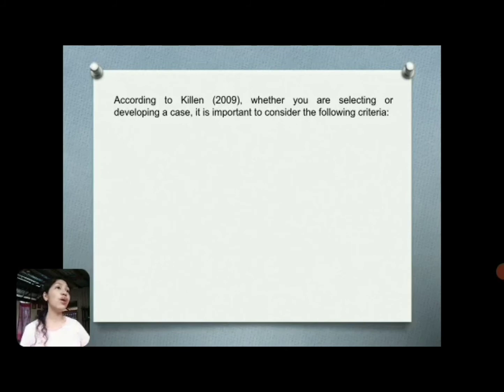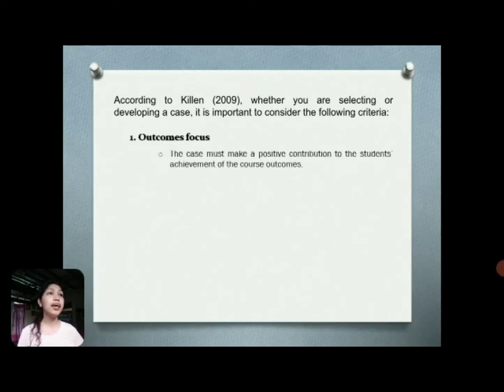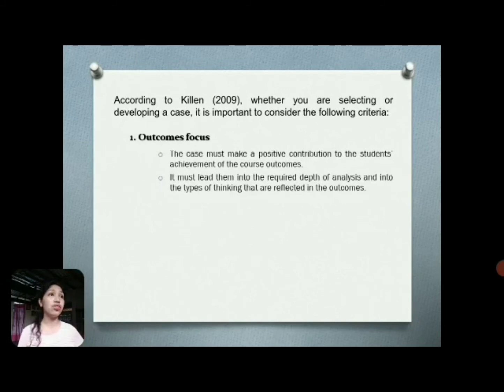According to Kellen 2009, whether you are selecting or developing a case, it is important to consider the following criteria. First, outcome focus. The case must make a positive contribution to the student's achievement of the course outcomes. It must lead them into the required depth of analysis and into the type of thinking that are reflected in the outcomes. The case must be an integral part of the course, not just an interesting discussion.